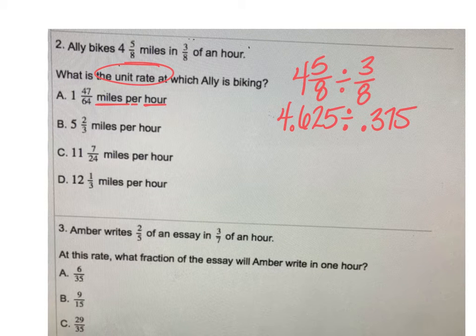0.375. Now, if you put that in your calculator, what does it give you? 12.3 repeating. Check out our answer choices. Which one is it? It is 12 1/3 miles per hour. So just a super easy unit rate division problem.